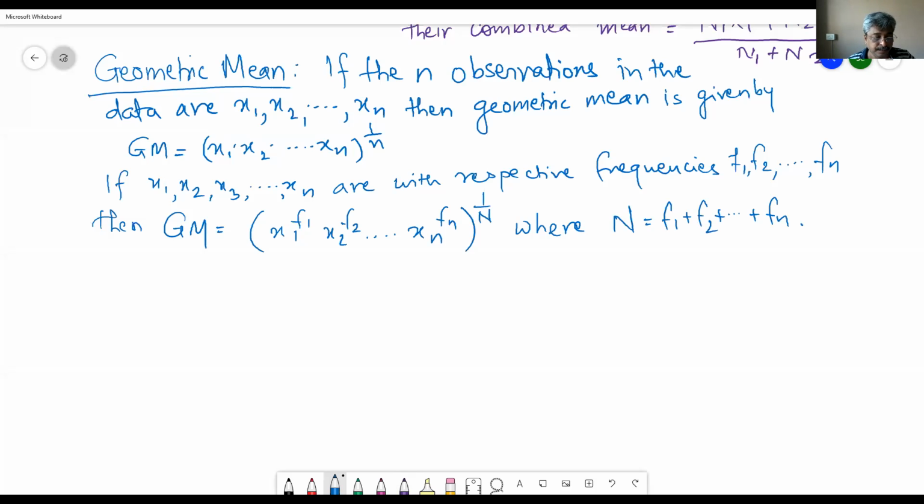Harmonic mean. Take reciprocal, take average, take reciprocal. HM.